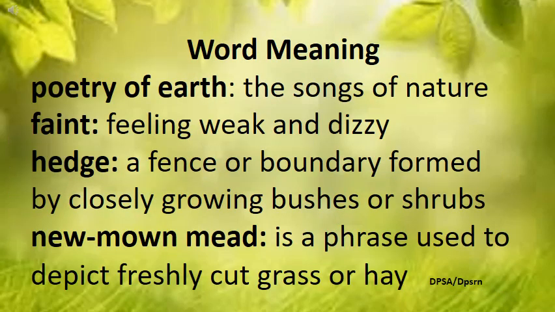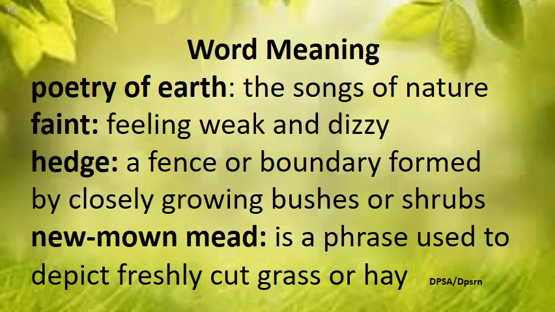Children, please make a note of meanings of the difficult words which are there in these 4 lines. The first word is poetry of earth. Children, poetry of earth means the songs of nature, the music of nature. Alright. Now, see the next word. The next word is faint. Children, faint means feeling weak and dizzy. Okay.